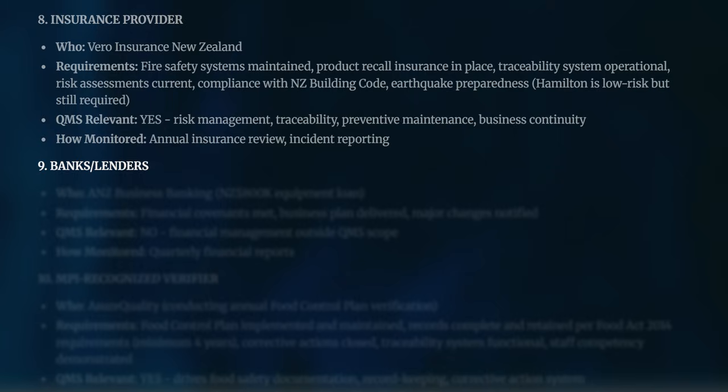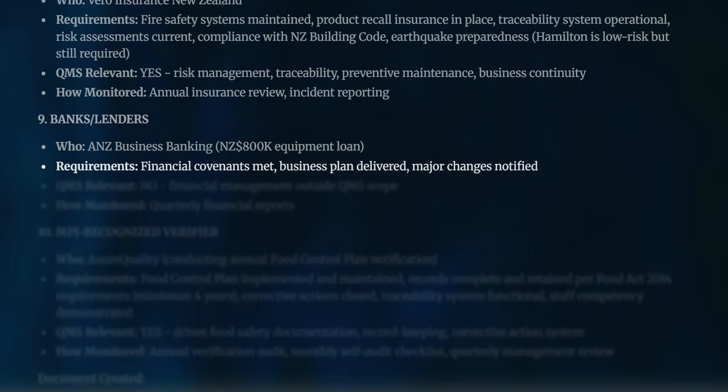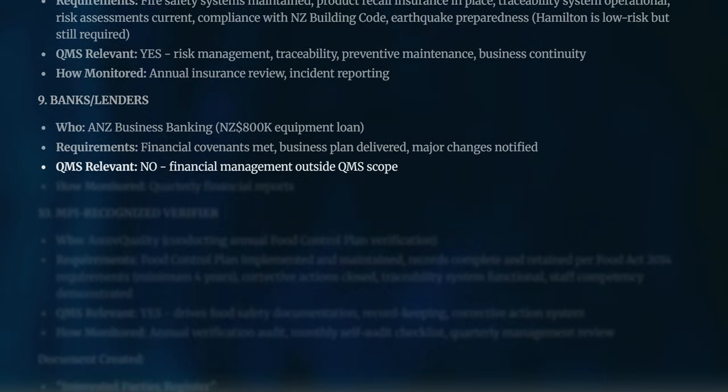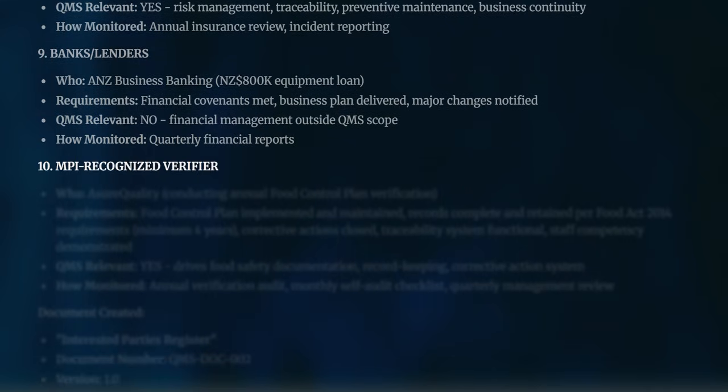The ninth interested party is banks or lenders. Who are they? In our exemplar company, they listed ANZ Business Bank with an 800,000 New Zealand dollar equipment loan. And the requirements here are that financial covenants must be met, the business plan is to be delivered, and major changes must be notified. And you can do the same with your local banks too. The QMS relevance? No, this is not relevant to QMS. Financial management is managed outside of QMS scope. So you can skip this, but you need to write it down, and you can answer that it's not relevant. How are you going to monitor this? It is going to be measured by the quarterly financial report.